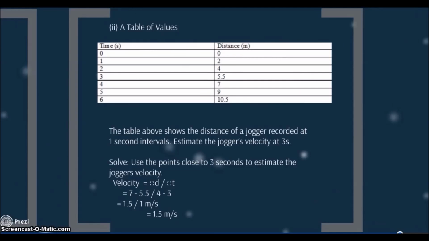For the table of values, you need to pick the closest point that relates to the question. So the question is, the table above shows the distance of a jogger recorded at 1 second intervals. Estimate the jogger's velocity at 3 seconds. To solve it, we must use the point close to 3 seconds to estimate the jogger's velocity. So the velocity is (7 minus 5.5) divided by (4 minus 3). That will equal 1.5 per 1, which is 1.5 meters per second.